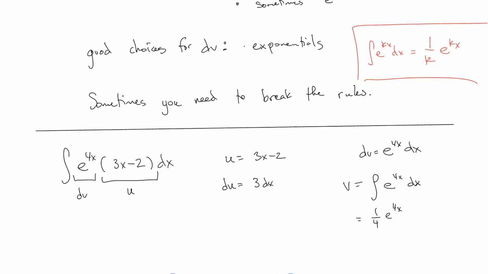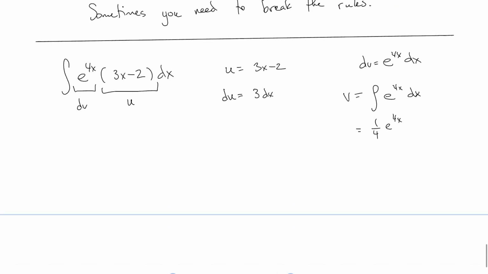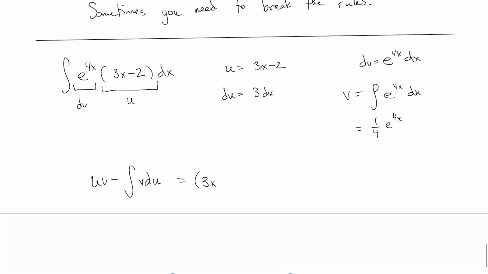And as we discussed before, I'm not going to put the plus c just because in an integration by parts you don't need to. All right. Let's put it all together then. So I go uv minus integral v du. That's the integration by parts formula. And we just got to plug everything in. So u is 3x minus 2. And then the v is 1/4 e to the 4x.